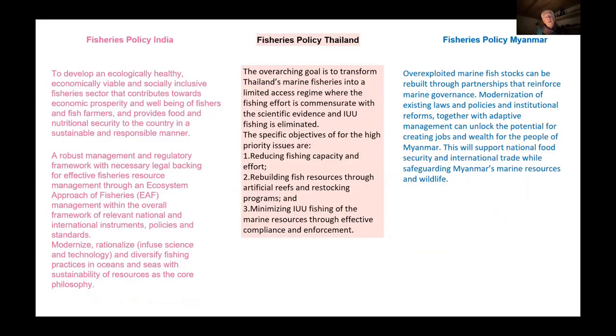So we're looking here at the policy directions currently published by countries surrounding Bangladesh. In India, for example, this is the federal government's policy for Indian fisheries management, and it specifies a healthy, economically viable and socially inclusive fisheries sector that contributes towards economic prosperity and well-being of fishers and fish farmers, provides food and national security to the country in a sustainable and responsible manner.